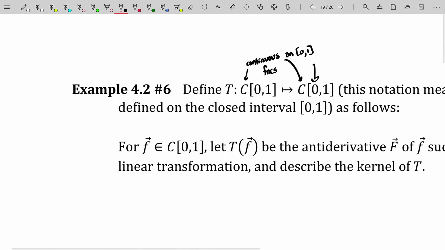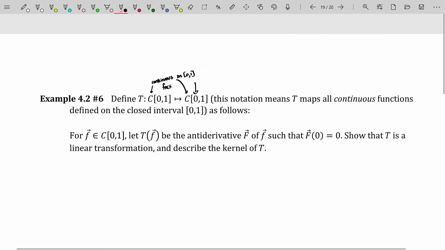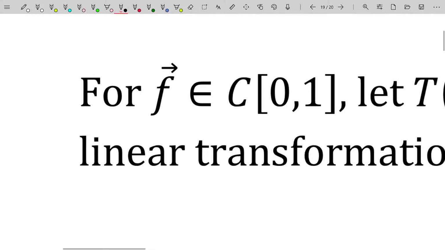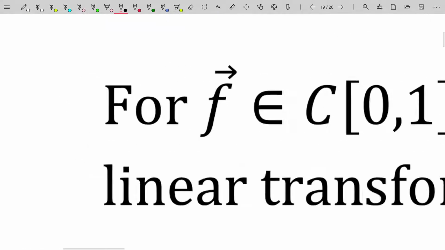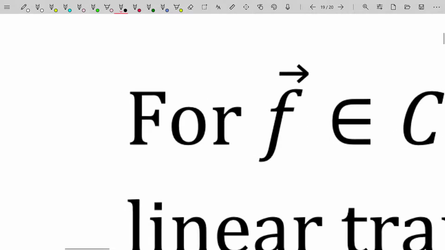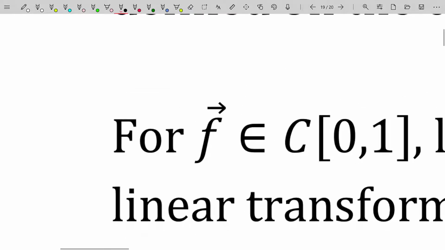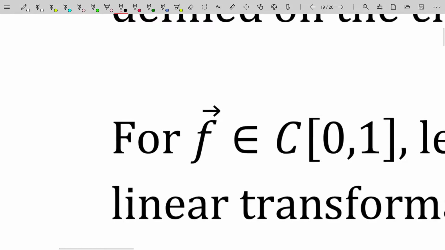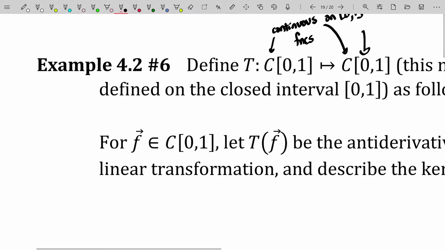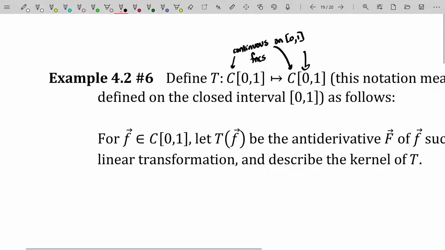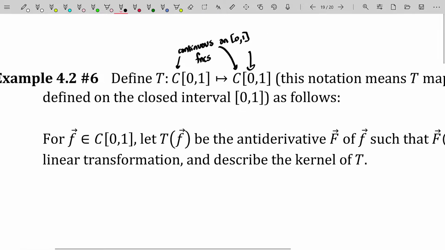Well, let's figure out what it does. This is how we're going to define it. For a function f, notice I put a little vector notation above it because I'm considering a transformation from a vector space to a vector space. So I'm letting my function be called a vector. For a function vector that's continuous on the closed interval 0 to 1, we're going to let the transformation of that function vector be the antiderivative of that function vector.